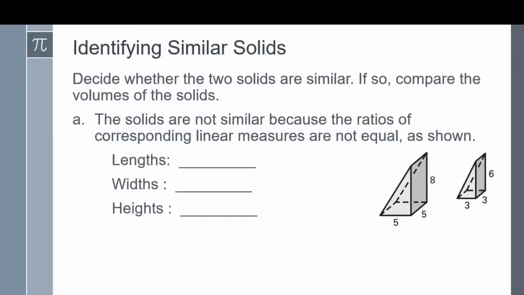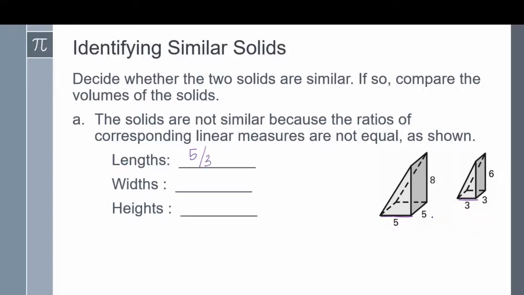Identifying similar solids. Decide whether the two solids are similar. If so, compare the volumes of the solids. Example A. The solids are not similar because the ratios of the corresponding linear measures are not equal, as shown. If we take a look at their lengths, this length over here is 5, this one is 3, so we can write a ratio of 5/3.